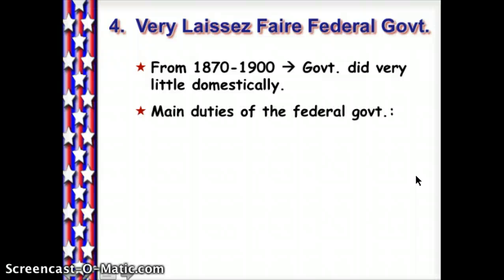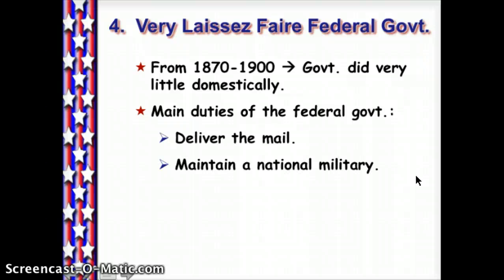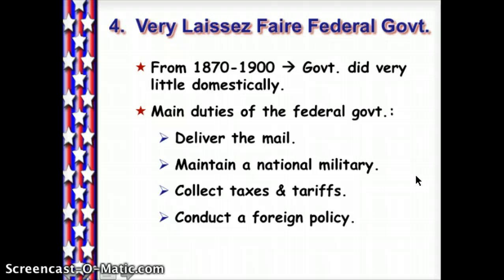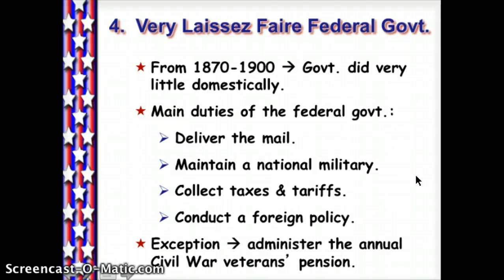Now, let's take a look at some of the duties of the federal government during this period. 1. Deliver the mail. 2. Maintain a national military. 3. Collect tariffs and taxes. And 4. Conduct a foreign policy. The exception to this was giving out Civil War veterans' pensions. But those were the main duties of the federal government, which does not show much there.